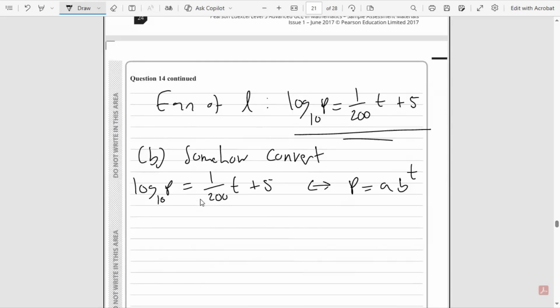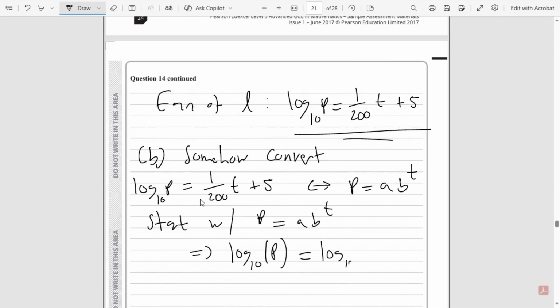I'm going to start with the exponential model. So start with P equal to, I forgot to write down the width there, P equal to a b to the power of t. And then I'm going to take a log base 10 on both sides, because clearly on the left-hand side of the line L, there's a log base 10. So it just makes sense to take a log base 10 on both sides, like so. Log base 10 of a b to the power of t, like that.